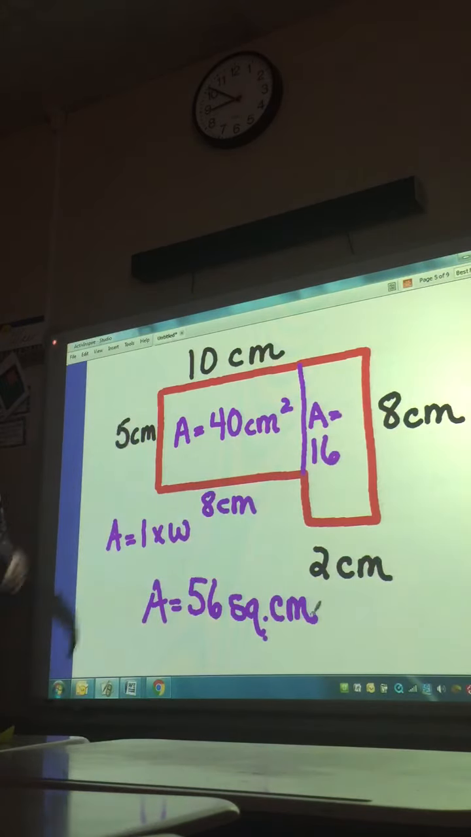That's how you find the area of an irregular figure. You cut it into two smaller figures, find the area of each, and add those two together.